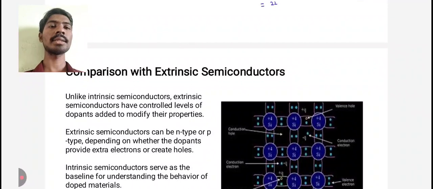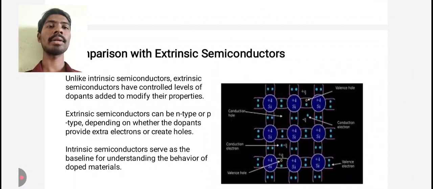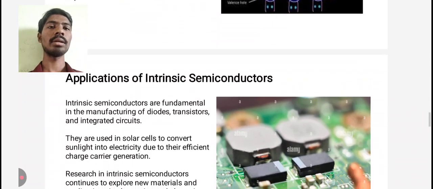Comparison with extrinsic semiconductors. Unlike intrinsic semiconductors, extrinsic semiconductors have controlled levels of dopants added to modify their properties. Extrinsic semiconductors can be N-type or P-type depending on whether the dopants provide extra electrons or create holes. Intrinsic semiconductors serve as the baseline for understanding the behavior of dopant materials.